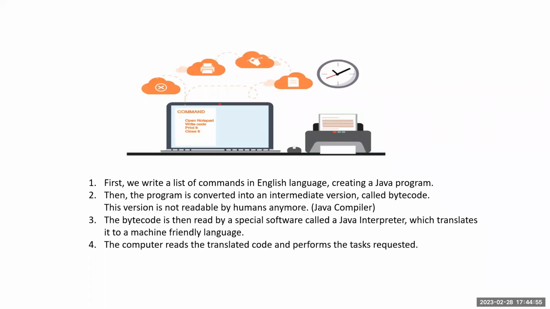When I say bytecode, you won't be able to read that bytecode; it can be read by the Java interpreter. The Java interpreter will read that bytecode and convert it again to machine-friendly language, which means zeros and ones. The computer can read only those machine-friendly languages. So the Java interpreter is the one responsible for converting that bytecode to machine language.